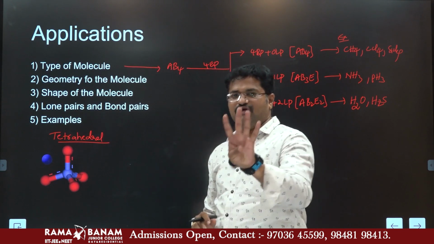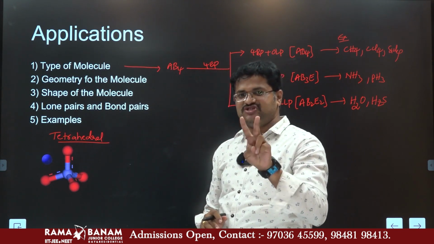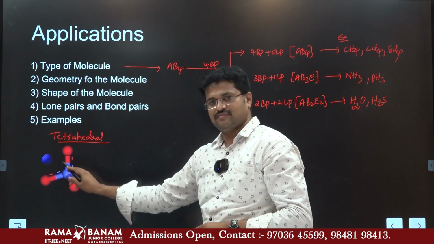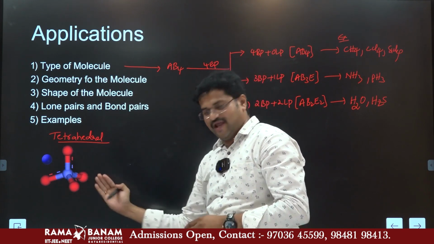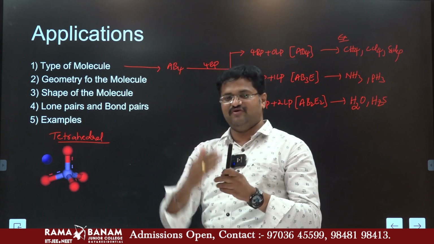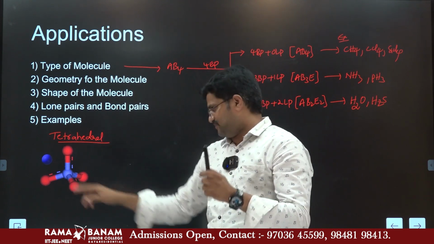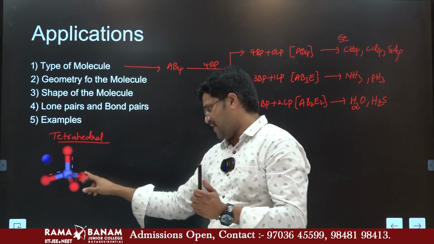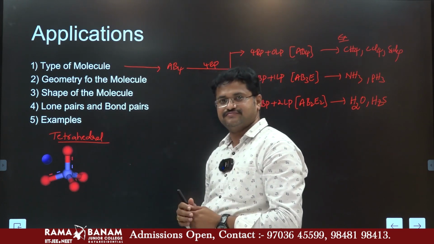Okay. So out of 4 bonds, 2 bonds are in the plane. This bond is in front of the plane and this bond is at the back of the plane.